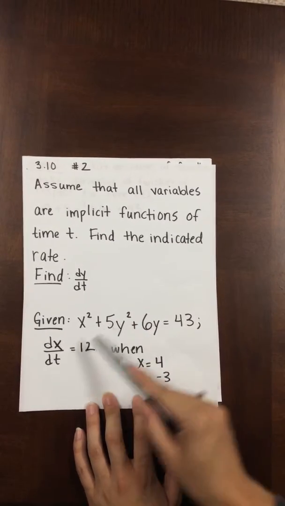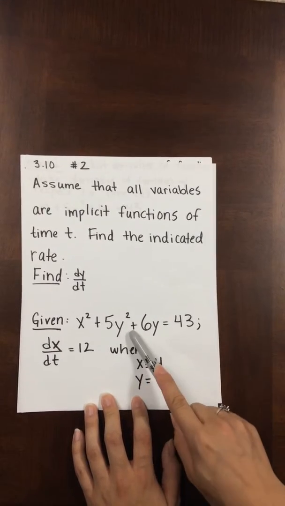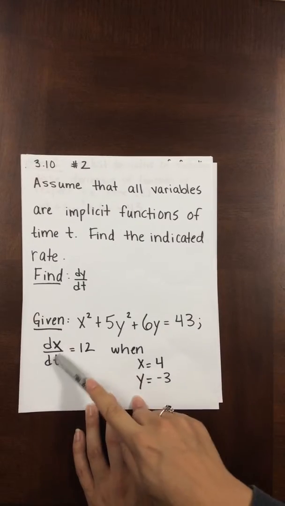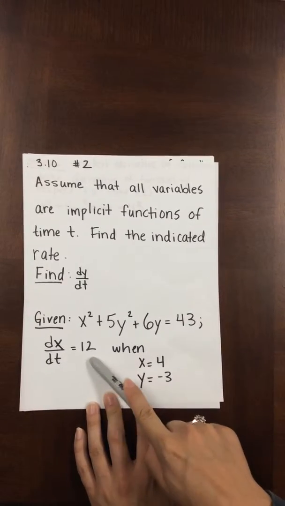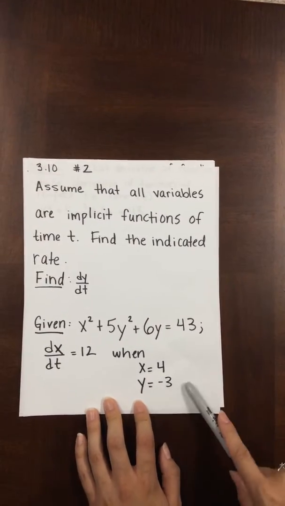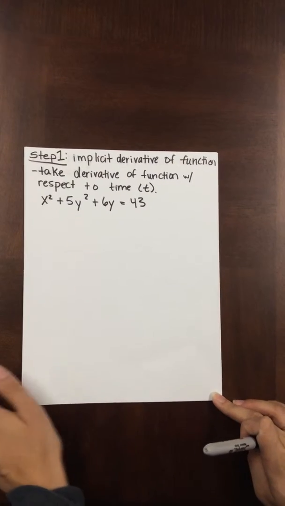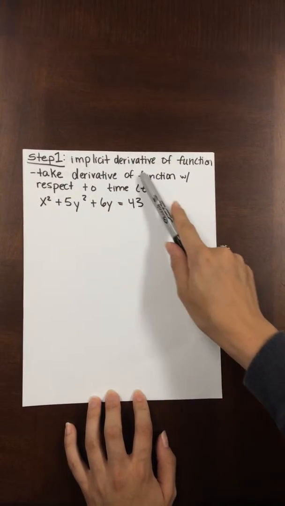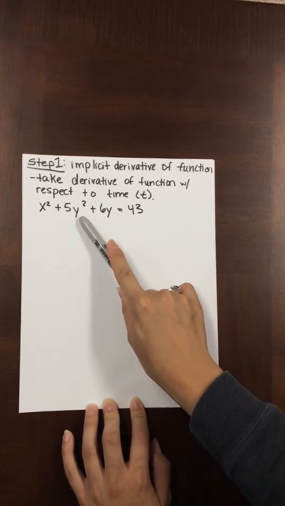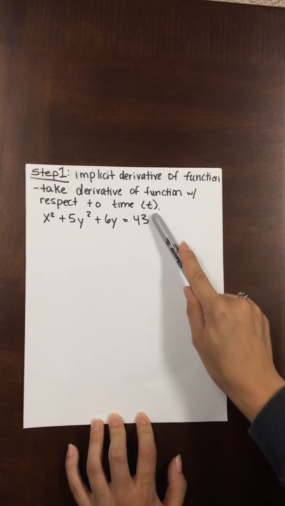We are given the function x squared plus 5y squared plus 6y equals 43. They also give us dx/dt, which is equal to 12, and x equals 4, and y is equal to negative 3. So the first step to solving this problem is to take the implicit derivative of the function given, x squared plus 5y squared plus 6y equals 43, with respect to time t.